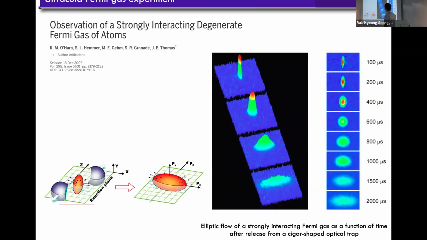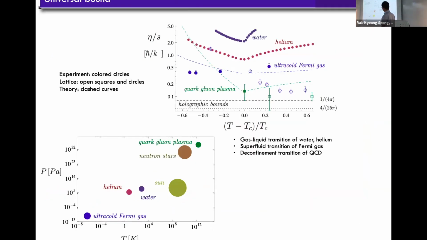And more interestingly, this is the very cold Fermi gas of atoms. You can just collect many Fermi atoms. This is the gas of Fermi atoms. And by using the light laser trap, you can make an almond shape from the beginning. And you just turn off your trap. Then this almond shape becomes elongated like this, very similar. So a very different object shows very similar behavior.